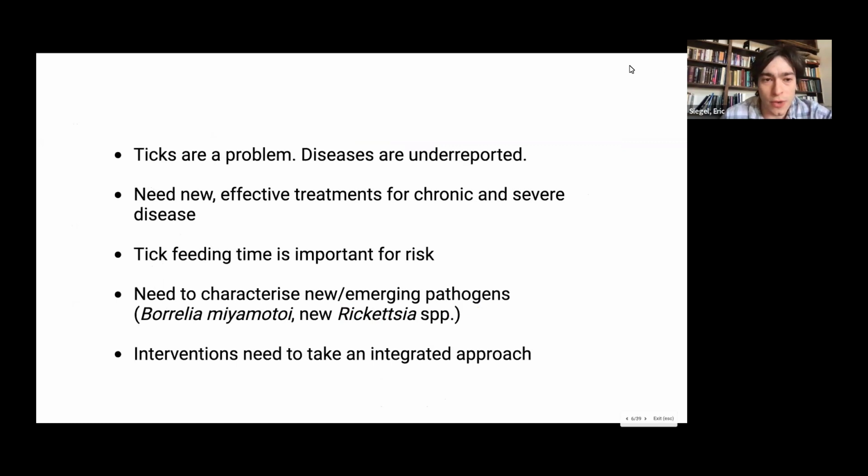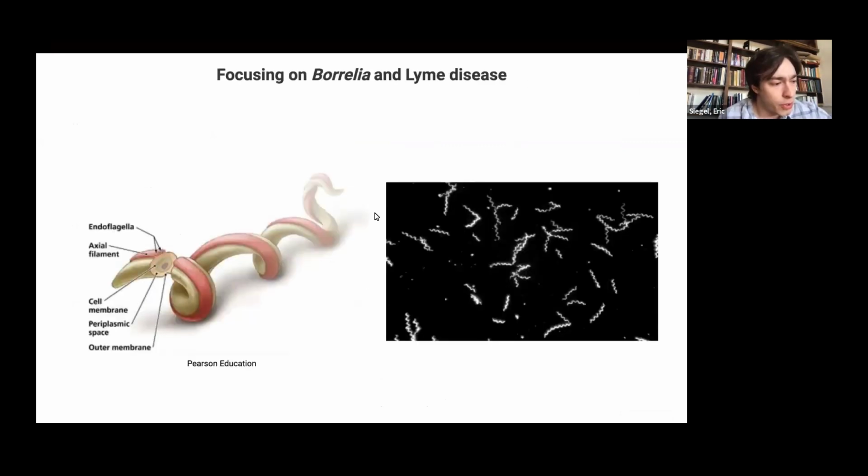So just to briefly summarize, ticks are a problem. We need new treatments for chronic and severe diseases. Feeding time is important for risk, and there's an important need to characterize new pathogens and develop integrated interventions for these diseases. So Borrelia is an obligate host-associated spirochete, and it is a causative agent of Lyme disease.